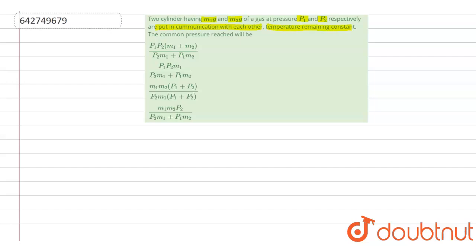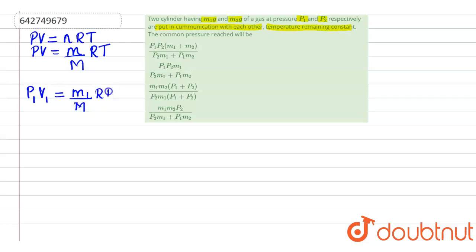First of all, let's list out the components when they are kept individually. We know the ideal gas equation is PV = nRT, which can be written as PV = (mass / molecular mass) RT. So for the first cylinder, P1 V1 = (M1 / M) RT. Let's call this equation 1. For the second gas, P2 V2 = (M2 / M) RT. Let's call this equation 2.